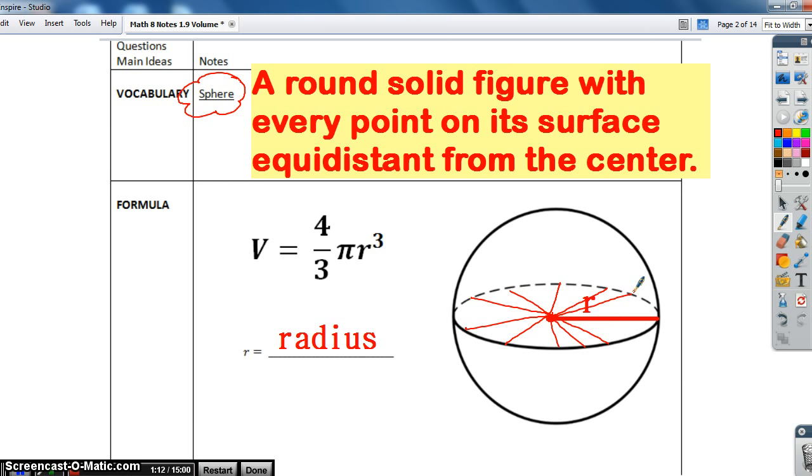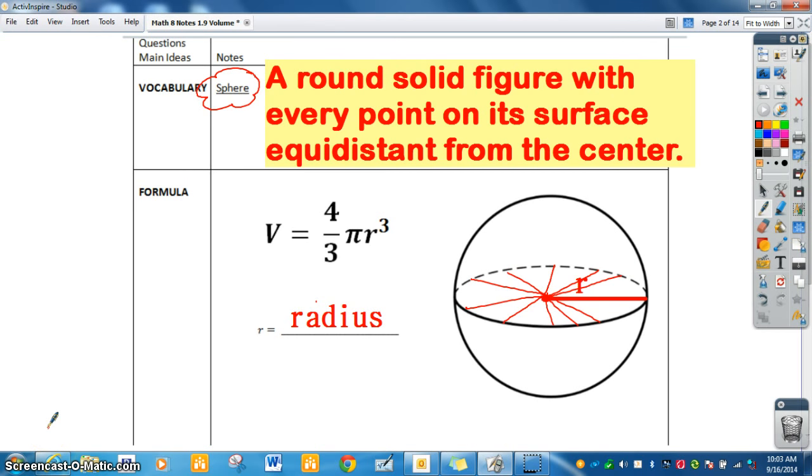Now radius, we've been working with that. What happens if they give you the diameter and not the radius? What do you have to do? Divide the diameter by 2. Exactly. You divide it by 2.